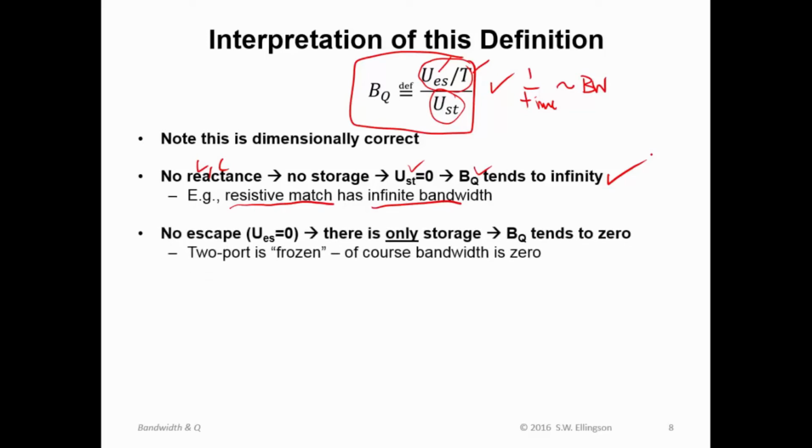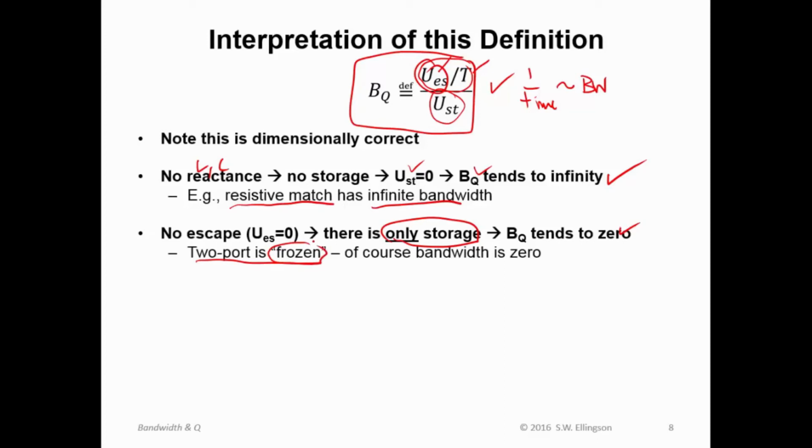Now, if there's no escape of energy, in other words, if there's no energy leaving the two-port into the termination, then there is only storage. All right? In that case, B sub Q tends to 0 because U sub es is equal to 0. Now think about that for a second. There is only energy storage, there's no dissipation within the two-port, and there's no escape of energy into the termination. In that case, we would say the two-port is frozen. Now that's an informal term. What it means is just nothing can happen.